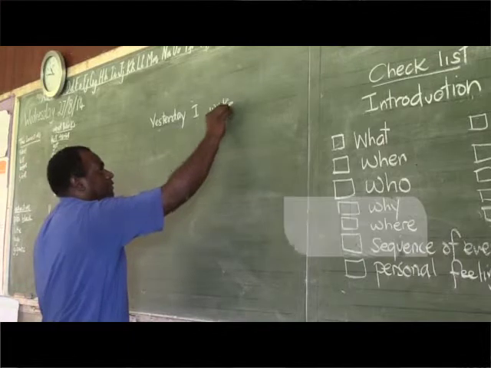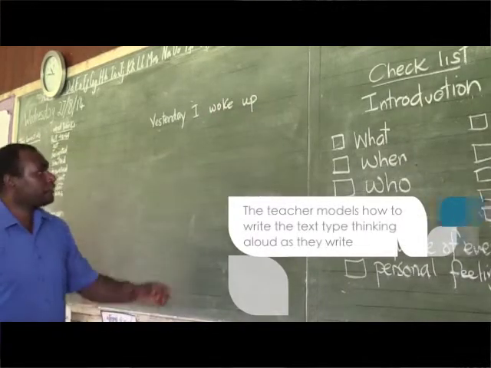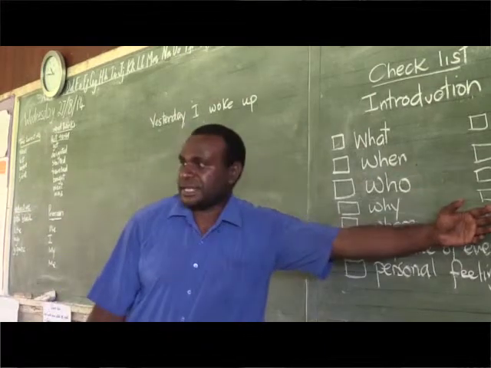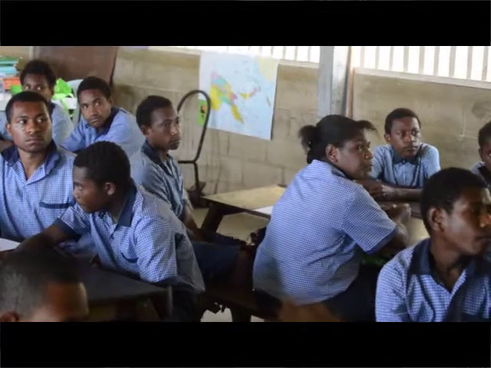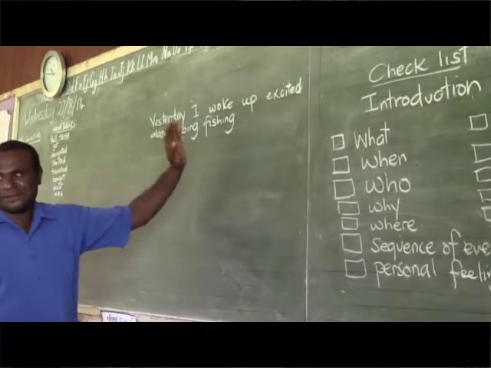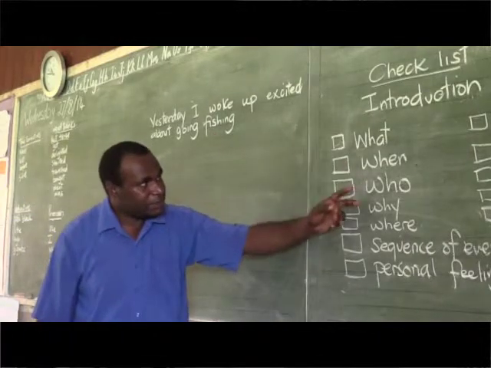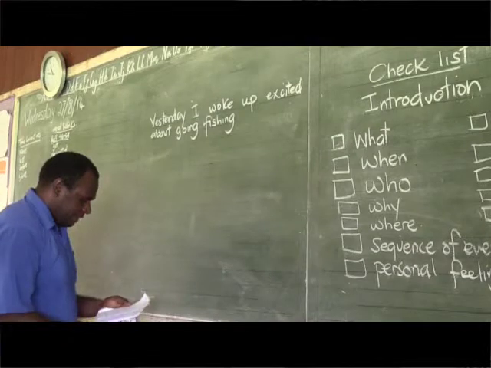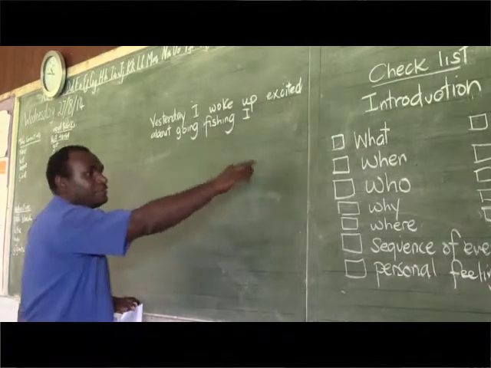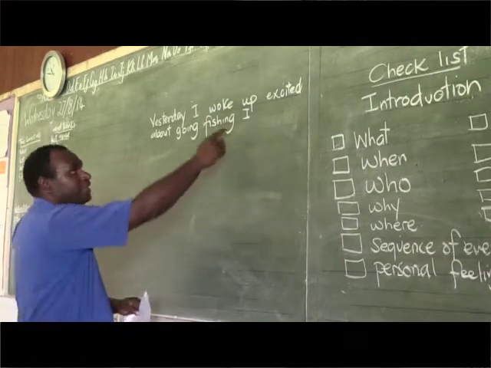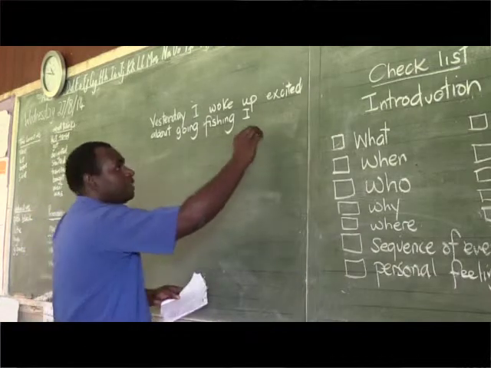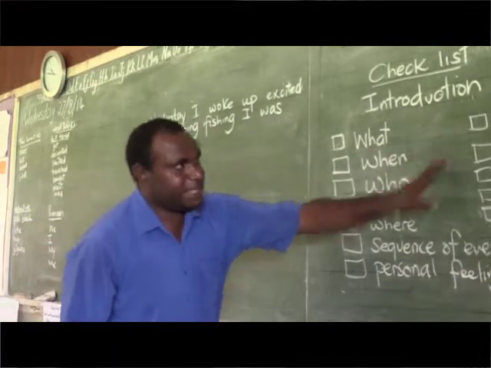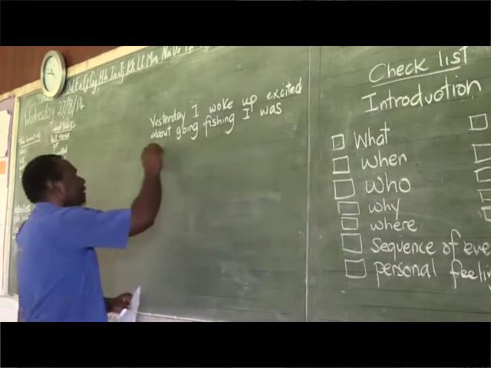I woke up. Now, this one here is the first person, which is you. So, over in our checklist, I am using a pronoun. Okay, yesterday I woke up excited about going fishing. Now, fishing in our checklist would come under what? What did we do, or what was the actual activity? Going fishing. Very good. And we continue. I is an example of what? Pronoun. Or the first person in this story. I was, what's this one? Past tense. Was an example of a past tense. Very good. Angry.